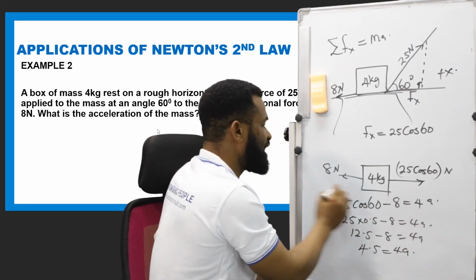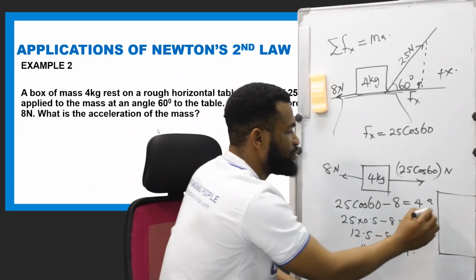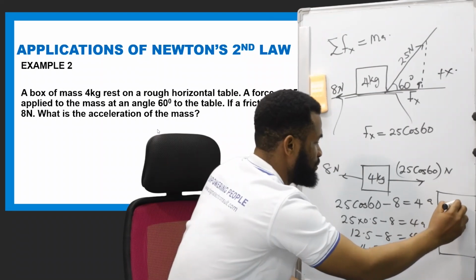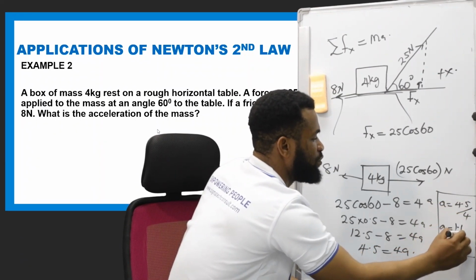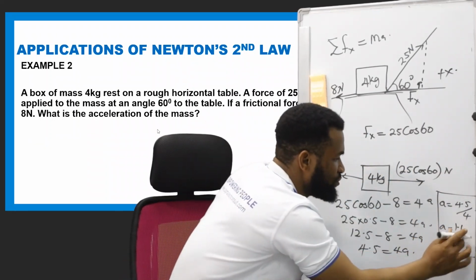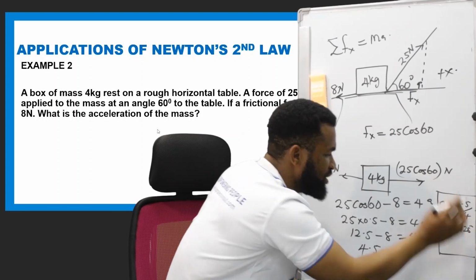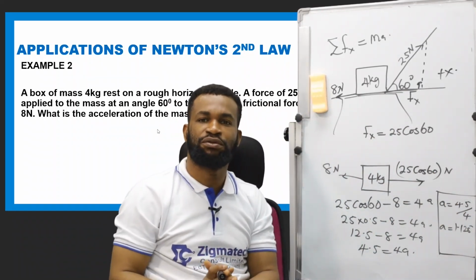So the acceleration here is going to be a is equal to 4.5 divided by 4. So acceleration is 1.125 meters per second squared. So that is the acceleration in this question.